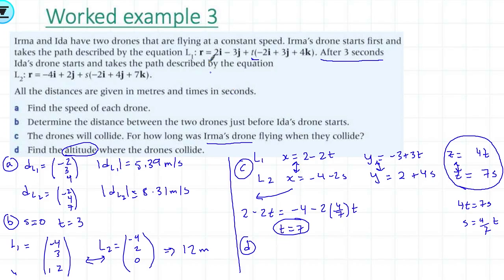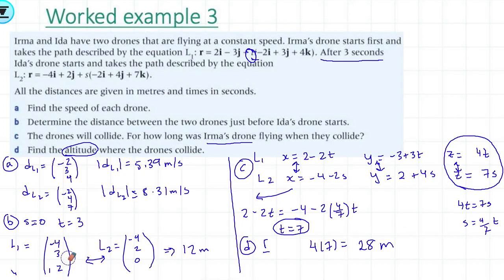So directly looking at my r equation and substituting 7 for t and only taking the Z component, you actually have 4 times 7, which is 28. You can directly substitute 7 into here, find the full coordinate, and then take the Z component, or just extract it from there. So it's just 28 meters here.